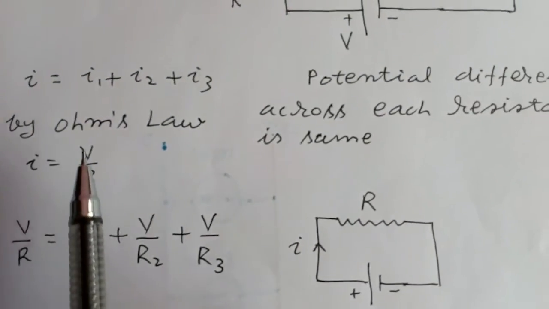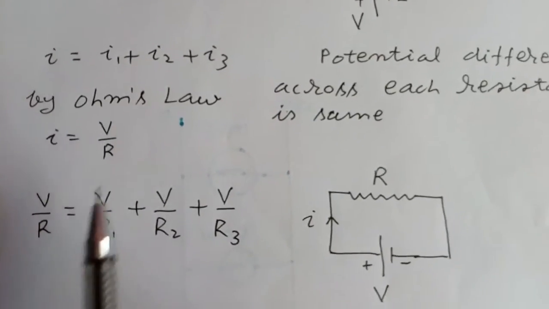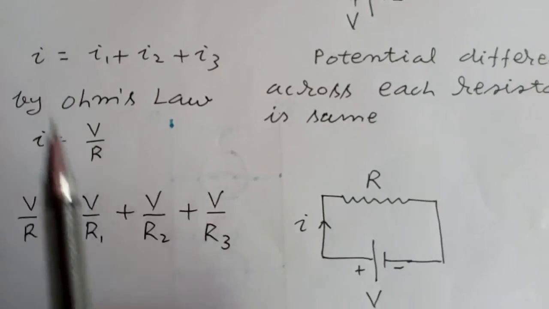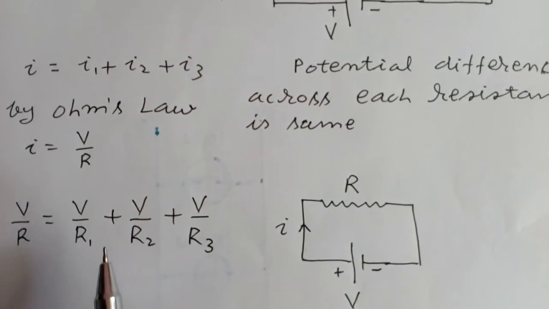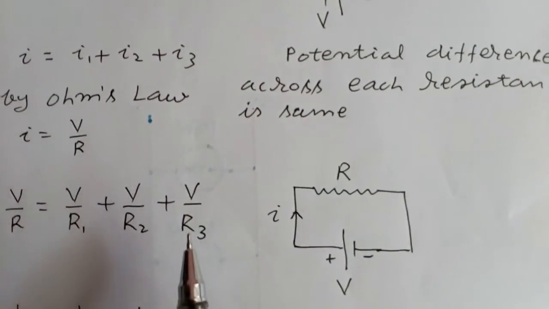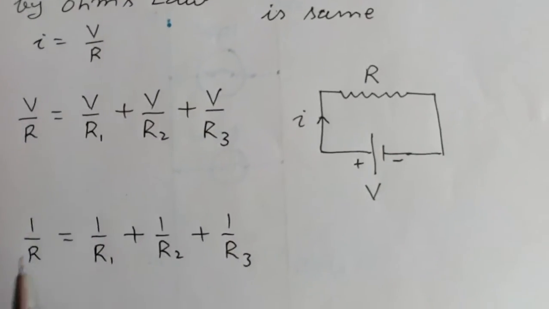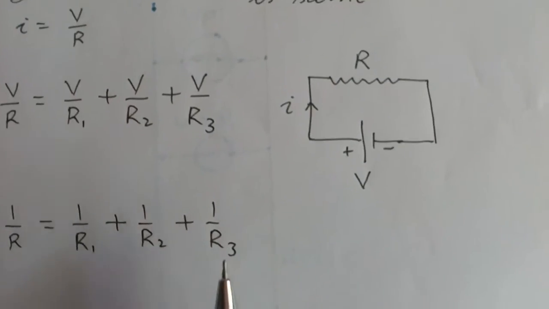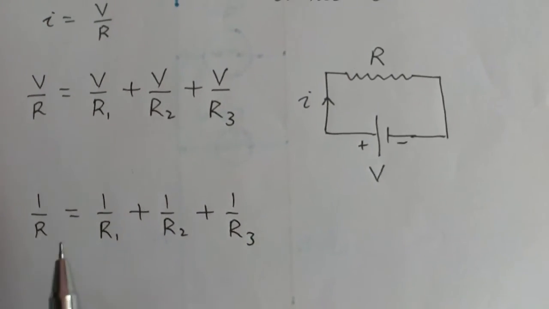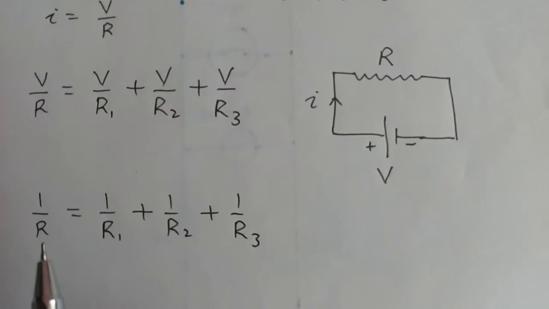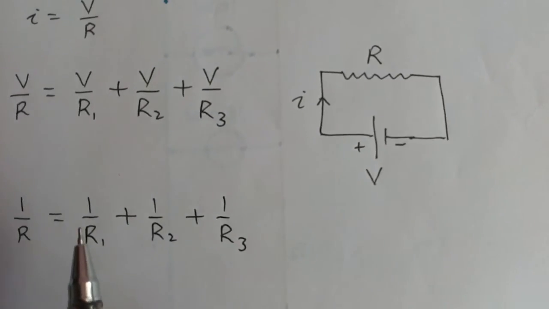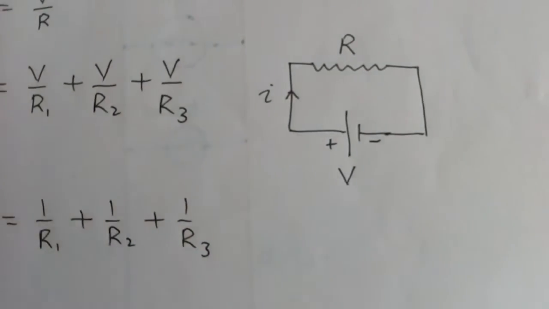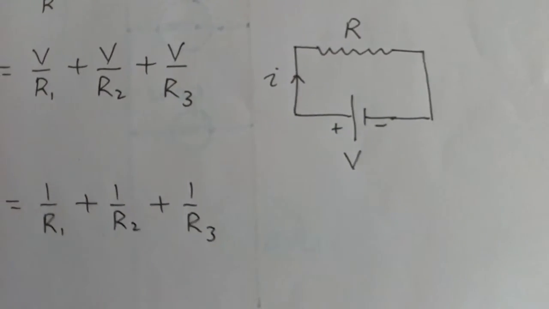Now I is equal to V by R by Ohm's law. So V upon capital R for this I, which is total current, is equal to V upon R1 plus V upon R2 plus V upon R3. V cancels. So 1 upon R is equal to 1 upon R1 plus 1 upon R2 plus 1 upon R3. So in parallel, reciprocal of equivalent resistance is equal to sum of reciprocals of individual resistances.